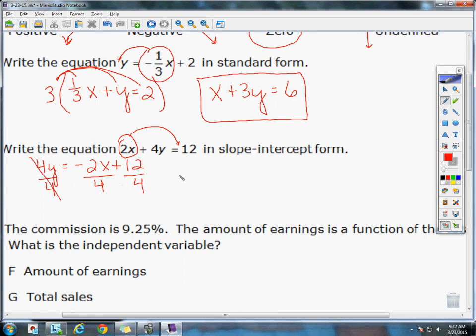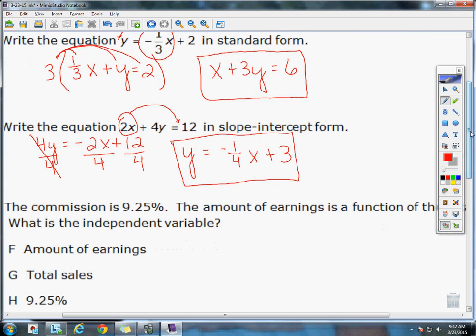That gives you 1, so 1y is equal to, you can type this in the calculator and hit math and enter. When you do negative 2 divided by 4, math and enter, it gives you negative 1/4. Don't forget the x. And you can do 12 divided by 4, math and enter, or just know 12 divided by 4 is 3. And that's your final answer.